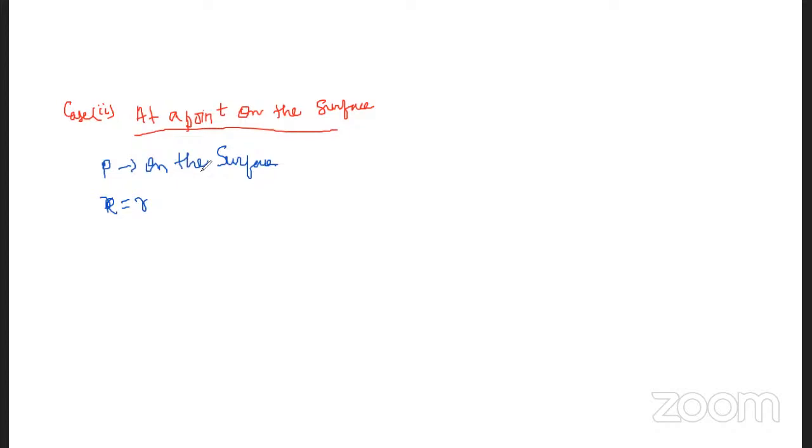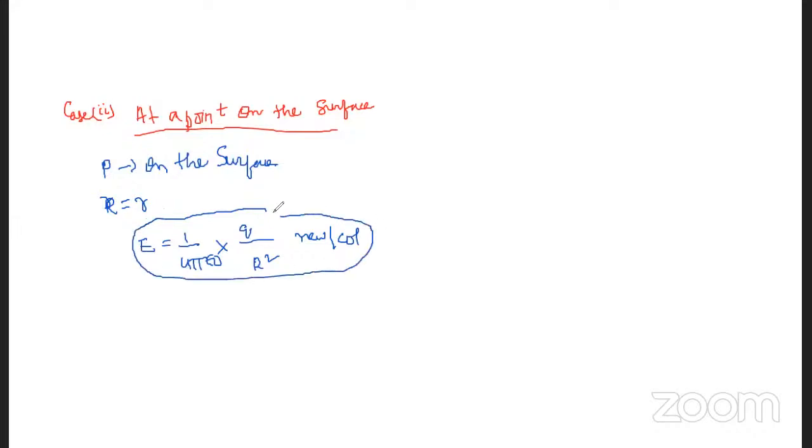Therefore, in this case, the electric field intensity is given by E is equal to 1 by 4 pi epsilon naught into Q by, in place of small r, capital R square. The units are the same, Newton per coulomb. So E is equal to 1 by 4 pi epsilon naught into Q by R square, which is the electric field located on the surface of the charged sphere.